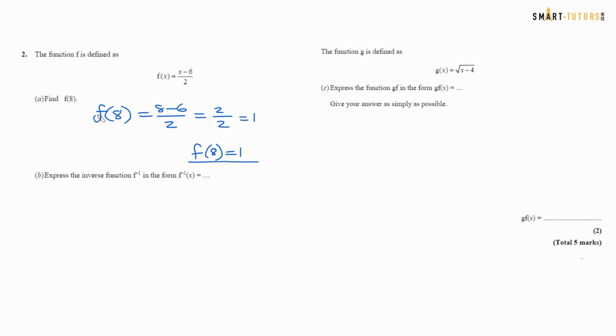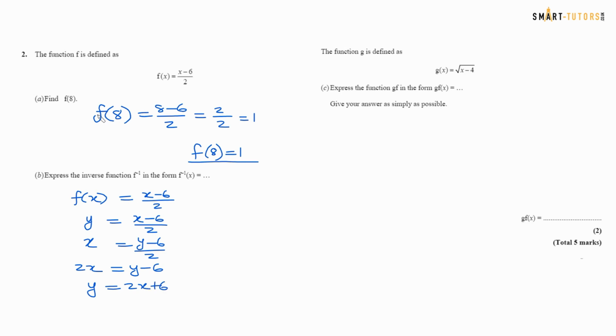B part, express the inverse function in the form of f inverse of x. So f(x) equal (x - 6)/2. So we need to follow the 4-step process. Replace the f(x) with y, (x - 6)/2, and switch the letters. x equal (y - 6)/2, and cross multiply, 2x equal y - 6. The main idea is to make y the subject. So y equal 2x plus 6. So replace the y with f inverse of x equal 2x plus 6. That is the answer for B.